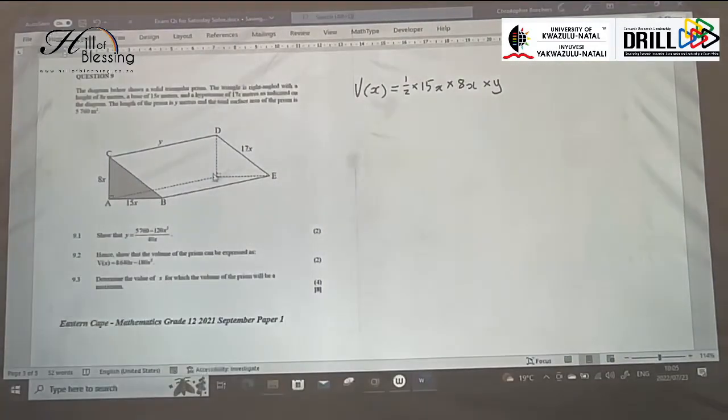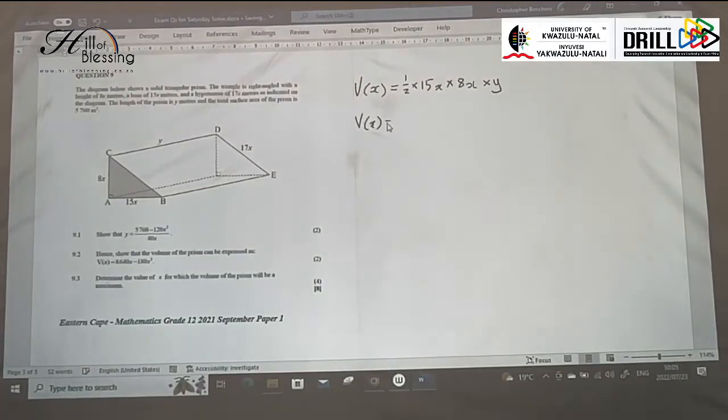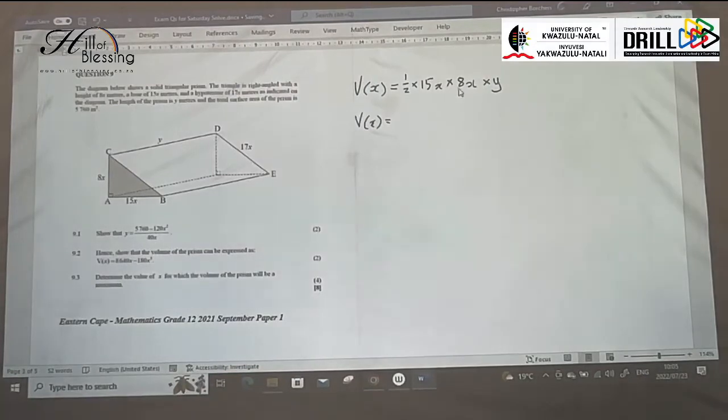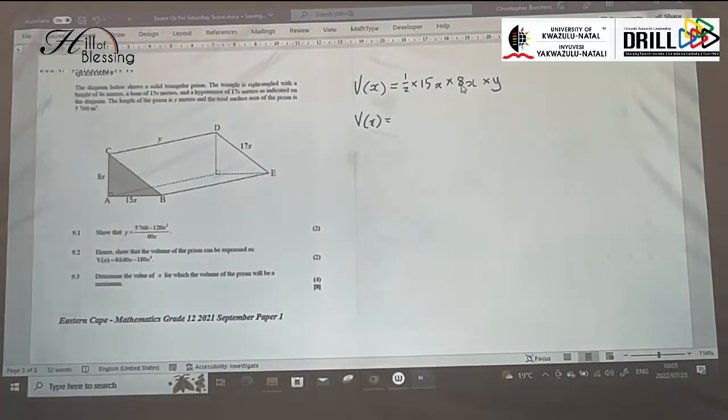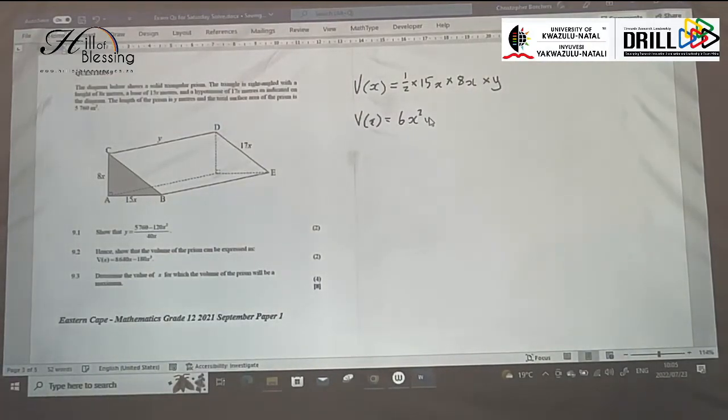Right? So let's have a look at this formula. Let's simplify it as far as we can. The volume as a function of x would be a half times 8, 4. 4 times 15 is 60. It would be 60, x times x, x squared, times y. That's as far as we can get with this formula so far.